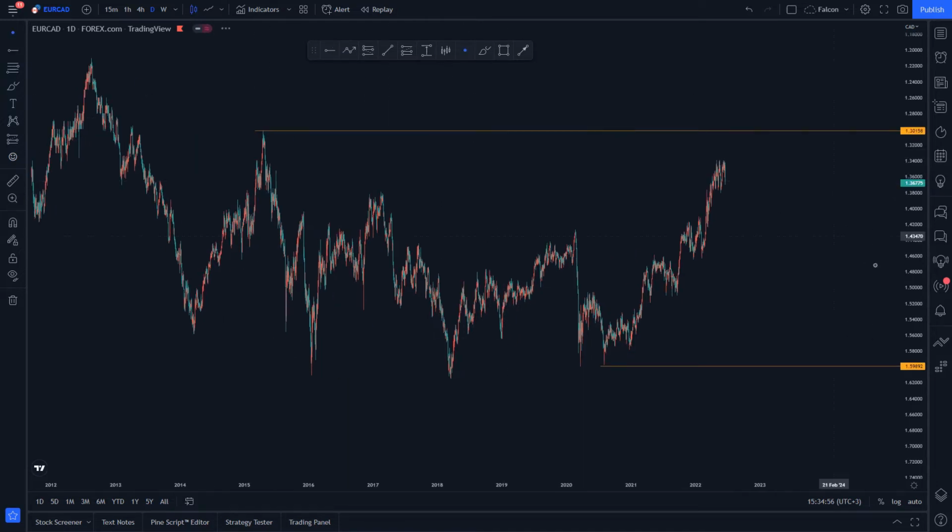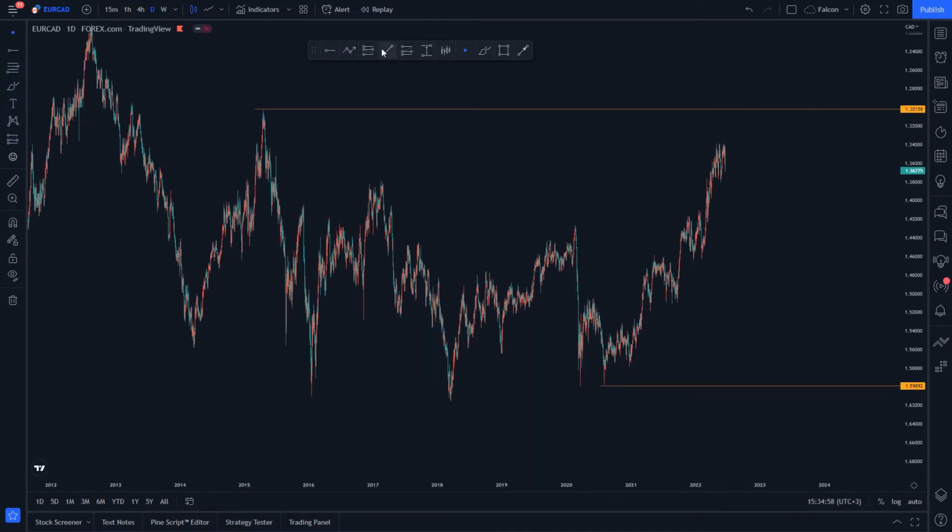Okay, so from this one, I can see there is a pattern over here, which has already broken to the upside. So let's just get rid of that and focus again on this one. Okay, you can see this pattern over here.